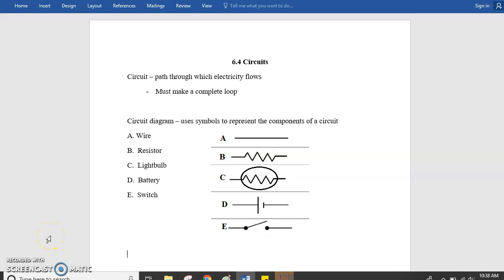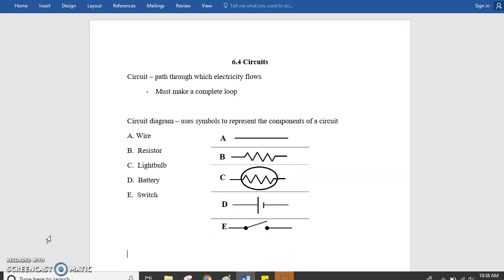All right, we've been identifying the different parts of electricity, things like current and voltage and resistance, and talking about electrical power. Now let's talk about the interesting things, like how circuits work. A circuit is a path through which electricity flows, and in order for the electricity to move through it, it has to make a complete loop.